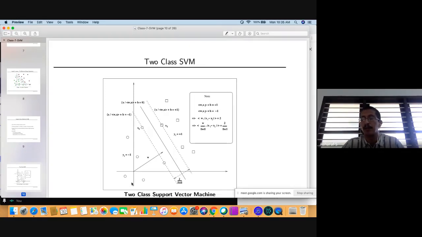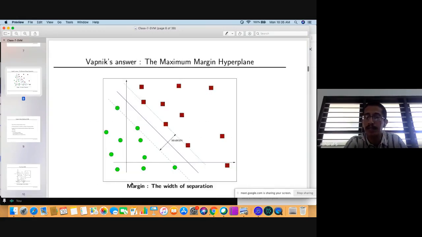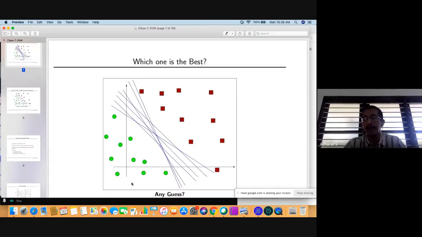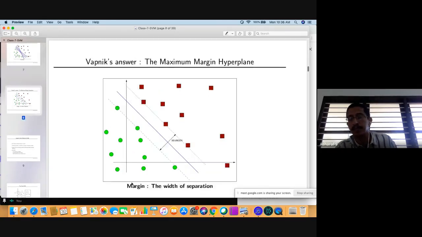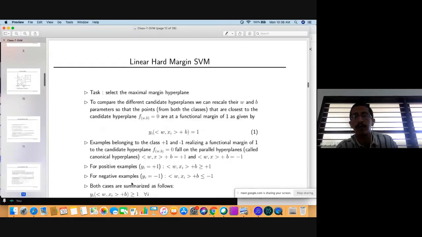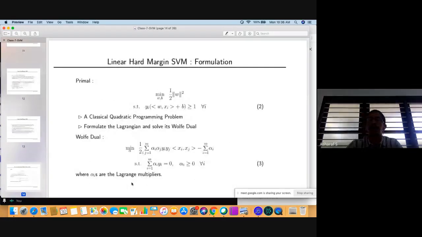And I'm looking for that particular candidate among all these candidates where 2 by norm w is maximized, which means my problem reduces to minimizing norm w such that y_i into w transpose x plus b is greater than or equal to 1. And this problem is called the primal problem for SVM, the support vector machine.